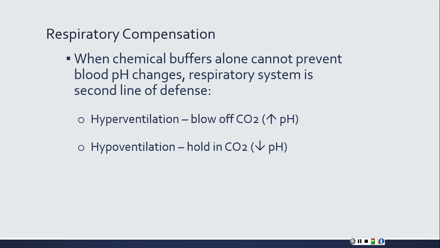All right, respiratory compensation. When chemical buffers alone cannot prevent blood pH changes, the respiratory system is going to be the second line of defense. Now, the respiratory system, again, manipulates CO2. If the pH is more acidic, and the respiratory system is working properly, it's going to blow off CO2.